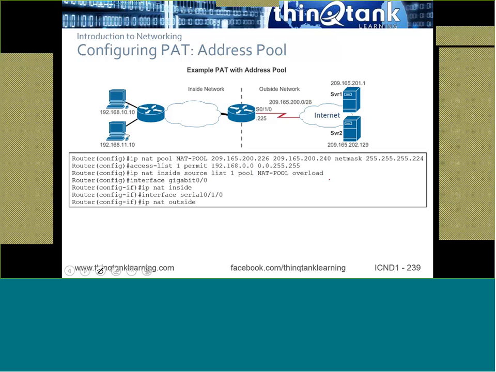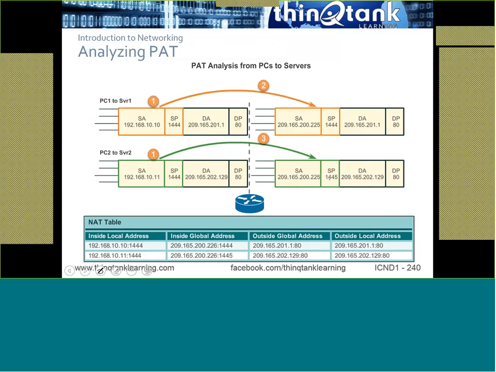But how does the router keep track of these connections? Well, here's how. You've got PC1. PC1 wants to go out to the internet. Specifically, PC1 wants to go to 201.1. The source address, the inside local address, is that. The source port is that.